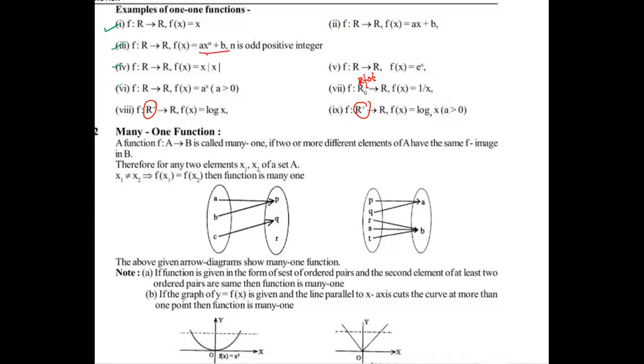These are the functions a times x power n plus b, where n must be odd positive. So all are one-one functions. There are a number of examples.